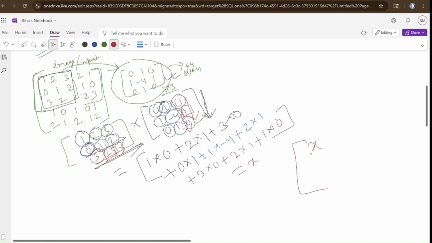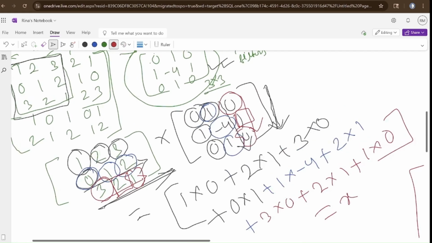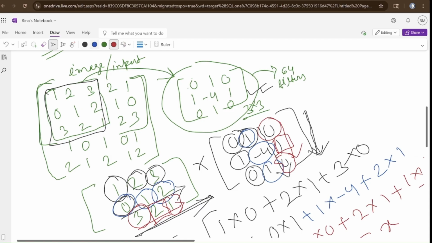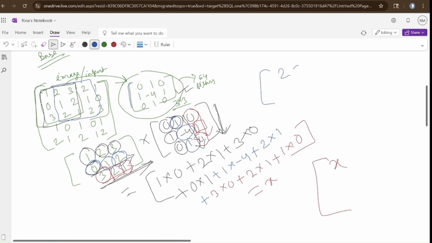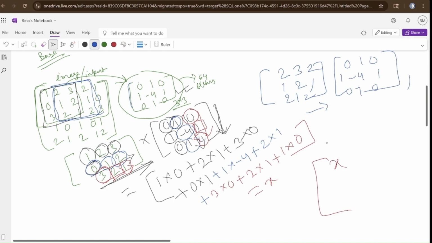Okay. Now what you have to do? Now you have to take these 3 values with this image, with this filter. Okay. So next time it will be, let me show you one more, 2 3 2 1 2 1, this portion, the blue one. Okay, 2 1 2 with the filter 0 1 0 1 minus 4 1 0 1 0. Same way multiplication will be done. Let's say the value will be y.